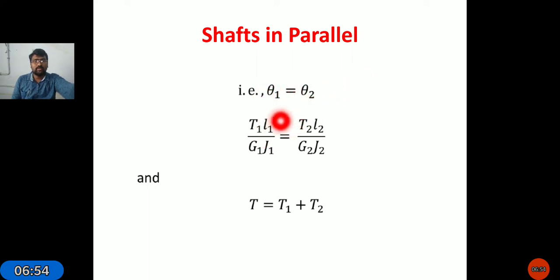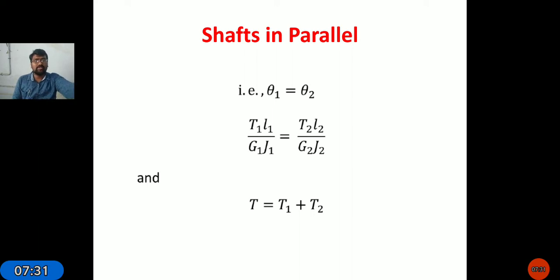By substituting the values of torque, length, G value and J, similarly in the second shaft we will get the values. Next, in case of torque calculation, T is equal to T1 plus T2, the sum of torque developed in the first and second shaft. This covers the formulas for torque and angle of twist developed in a compound shaft when it is in series and parallel.